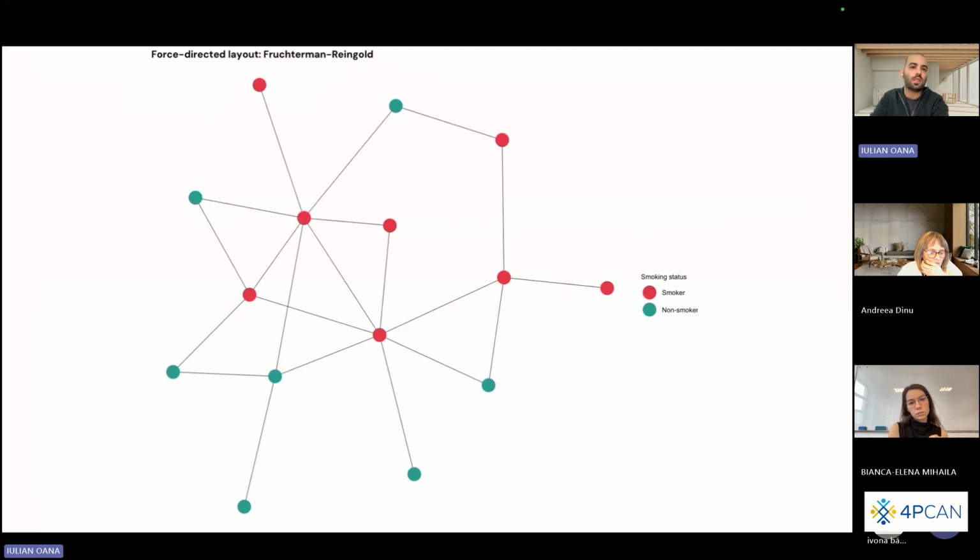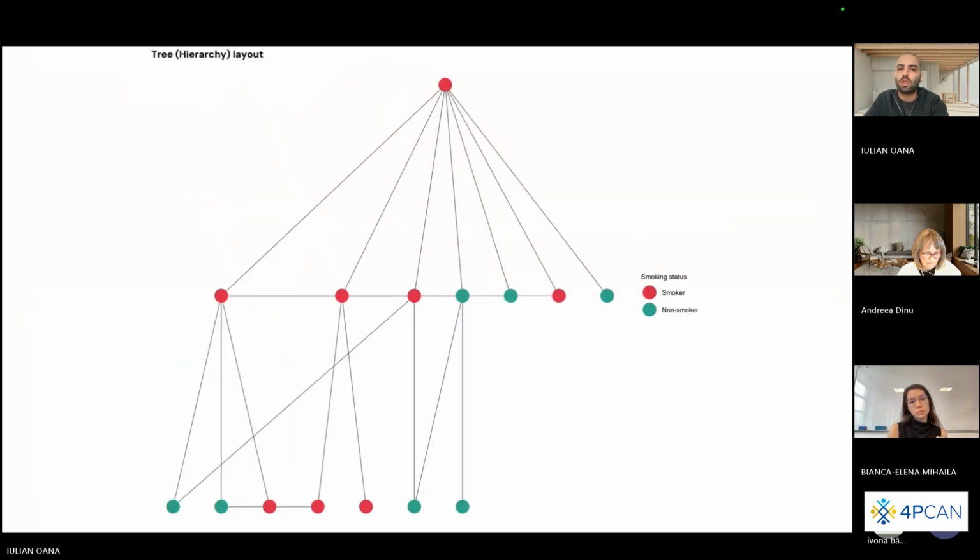So, for example, this is what I've told you about the Fruchterman-Reingold algorithm, which is a spring embedder, a force-directed algorithm. Networks from these algorithms tend to look kind of like this. Tree or hierarchy layout.